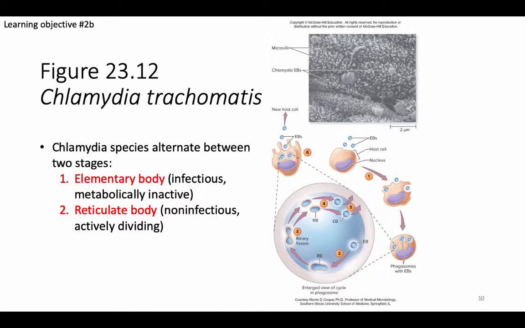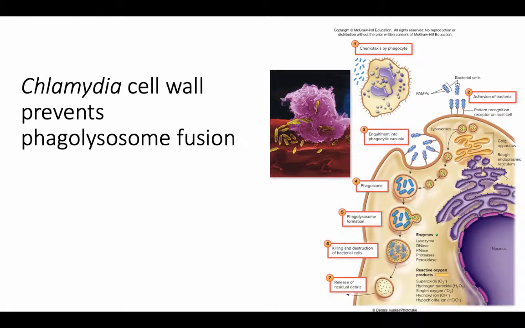And then the reticulate body, because it's actively dividing, can divide by binary fission in step 3. And in step 4, the reticulate bodies will develop and will alter back into elementary bodies in step 5, where they will then be released from the phagosome, and then from the host cell. And they will then go in step 6 to infect a new host cell. Once they get into that host cell, they'll switch to reticulate bodies, and the process will continue.